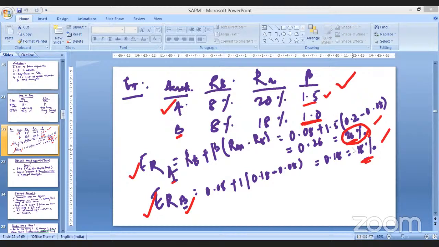Sorry, 26. So when risk is more, return is more; when risk is less, return is less. So when beta is 1, then risk is moderate. More than 1, it is riskier. Less than 1, it is having low risk.